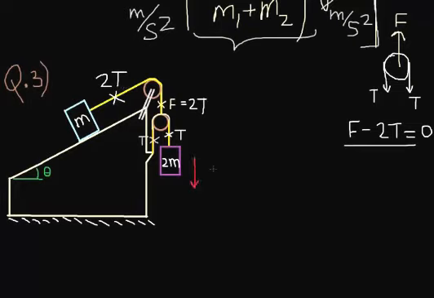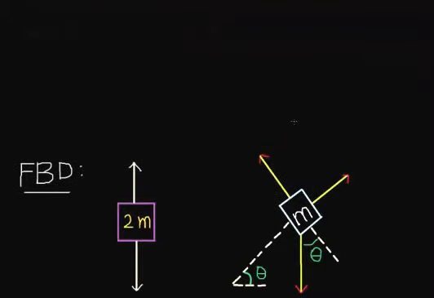Now the 2m mass is going downwards. Let's say its acceleration is a1, and the m mass is going upwards. Let's say its acceleration is a2. So now we're done with marking all the forces and accelerations. Next we have to draw the free body diagram of these two blocks, M and 2m.